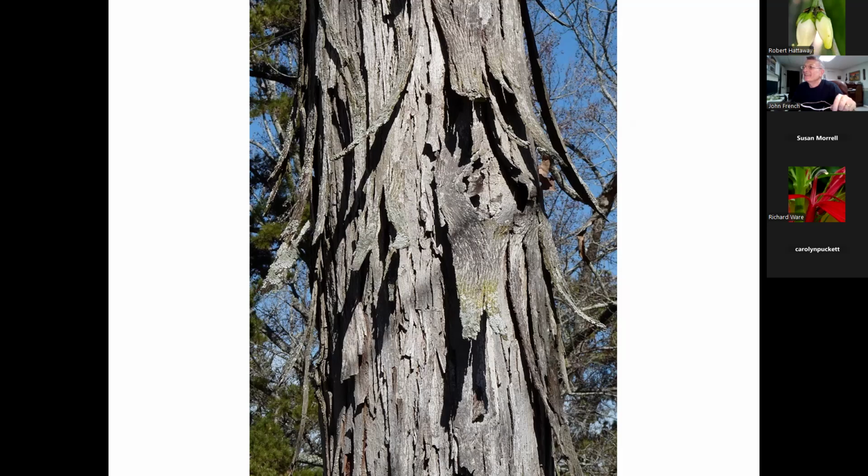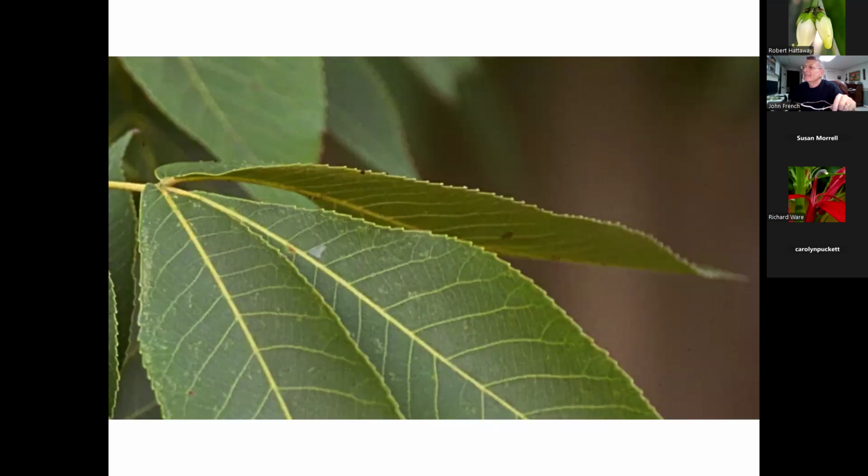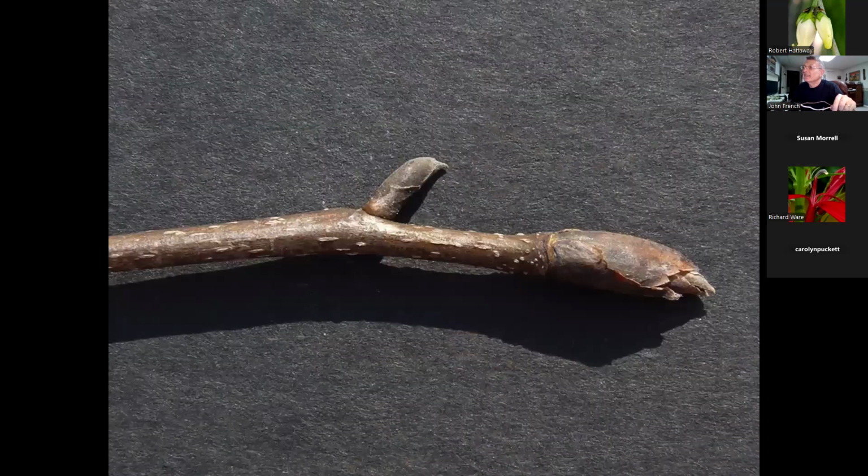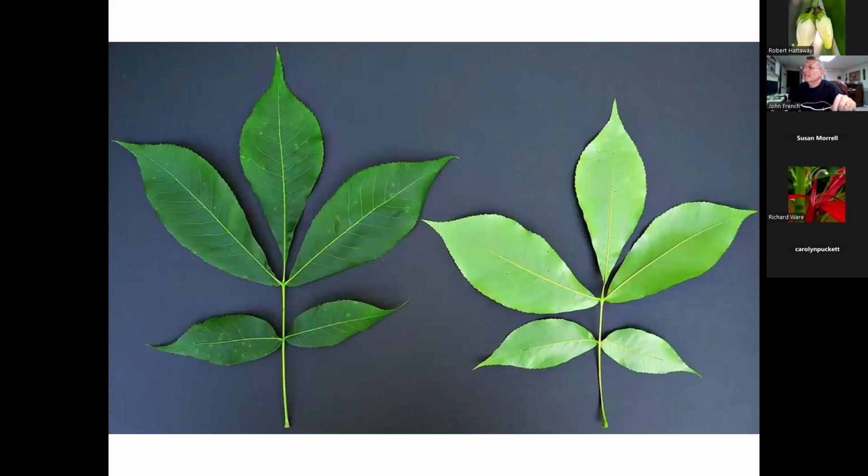Now we'll start at the beginning. Let's go back to the leaf. I screwed it up every time. Anyhow, all right, we're going to start with leaves. Where are we at? Oh yeah, I'll go back to the beginning.